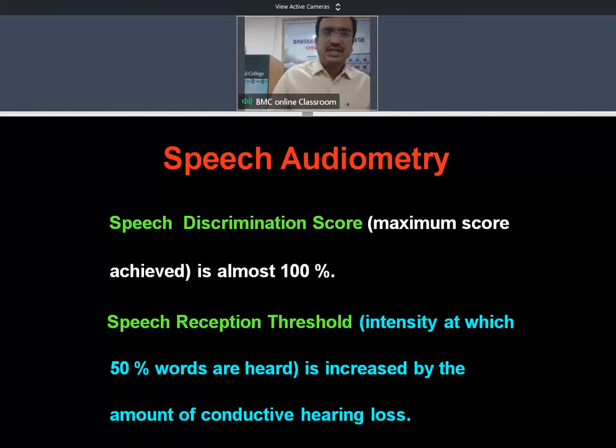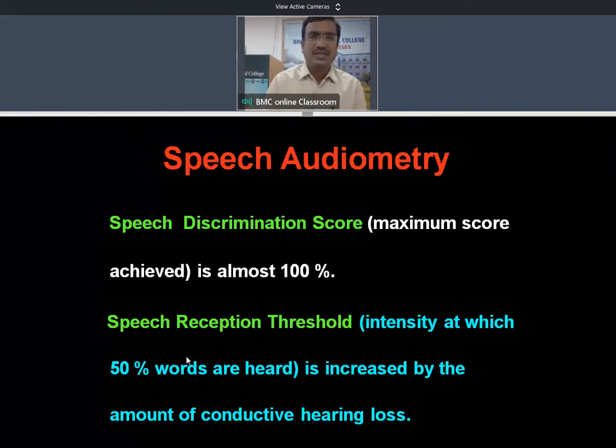That is the intensity at which 50% of words are heard by the patient. It is increased by the amount of conductive hearing loss. So if a normal person is able to repeat 50% of the words at 0 decibels, in otosclerosis we have to increase the intensity, up to 30 or 40 decibels, and then the patient will be able to hear 50% of the words. That is called the speech reception threshold. So usually it is around 30 to 40 decibels.